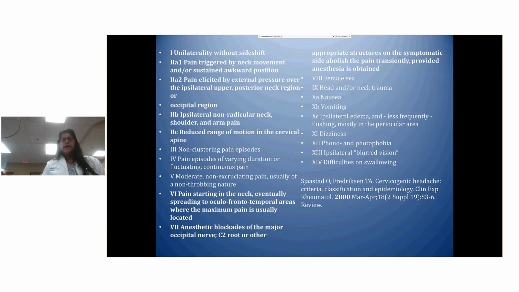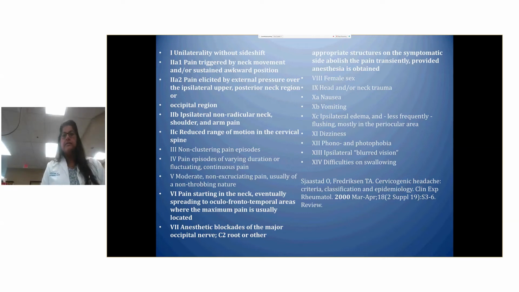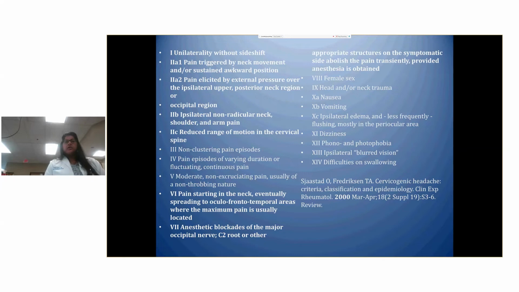criteria in the 90s. And then the other ones, which include female sex, head and or neck trauma, nausea, vomiting, ipsilateral edema, dizziness, phonophobia or photophobia, blurred vision, and difficulties swallowing. These can also be difficult criteria because they can frequently be seen with migraines and other types of disorders too. So they added those criteria because they see them simultaneously in cervicogenic headaches as well. The ones in bold are really the ones that are necessary for diagnosis based off of this criteria, but the other points are equally important also.